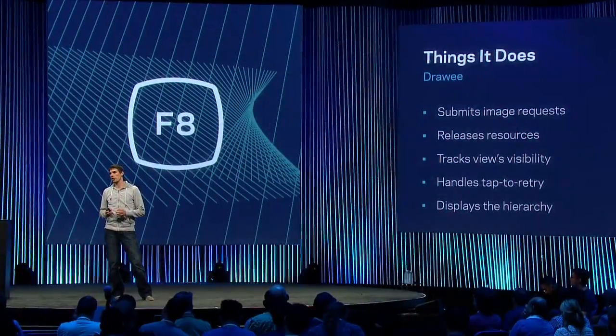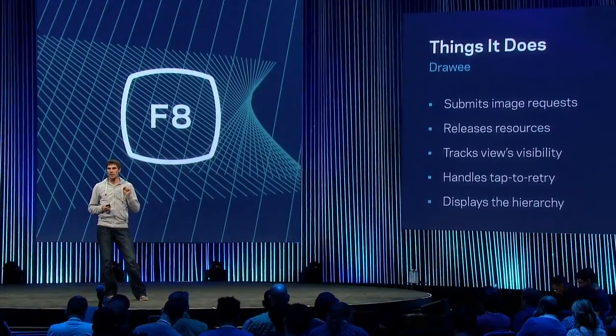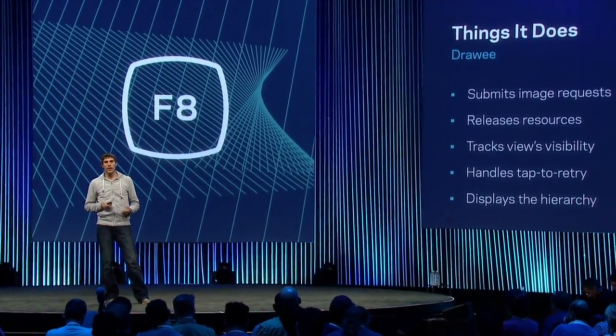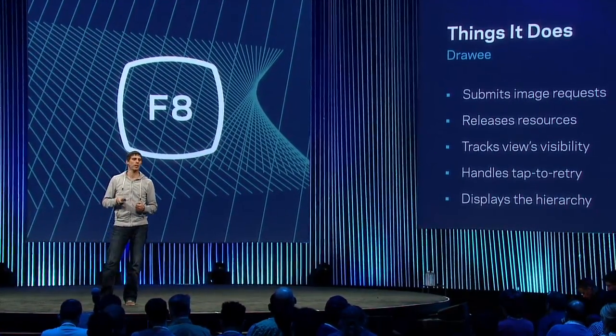There are a couple of things that Drawee does. It submits image requests as required. It releases the resources once they're not needed anymore. It tracks the view's visibility in order to tell when to submit and when to release. It can handle some gestures, such as tap to retry in case the image load fails. And finally, it displays the hierarchy, which I'll explain in a moment.